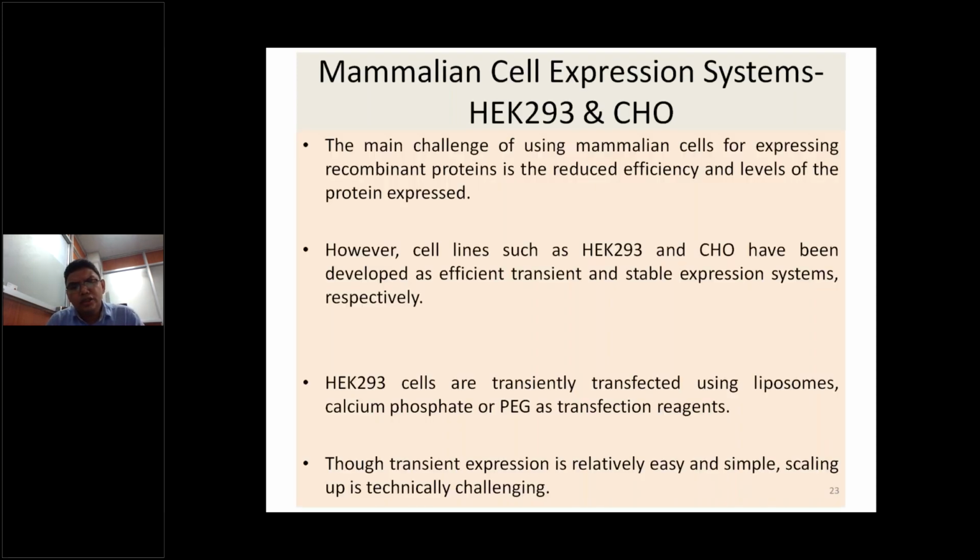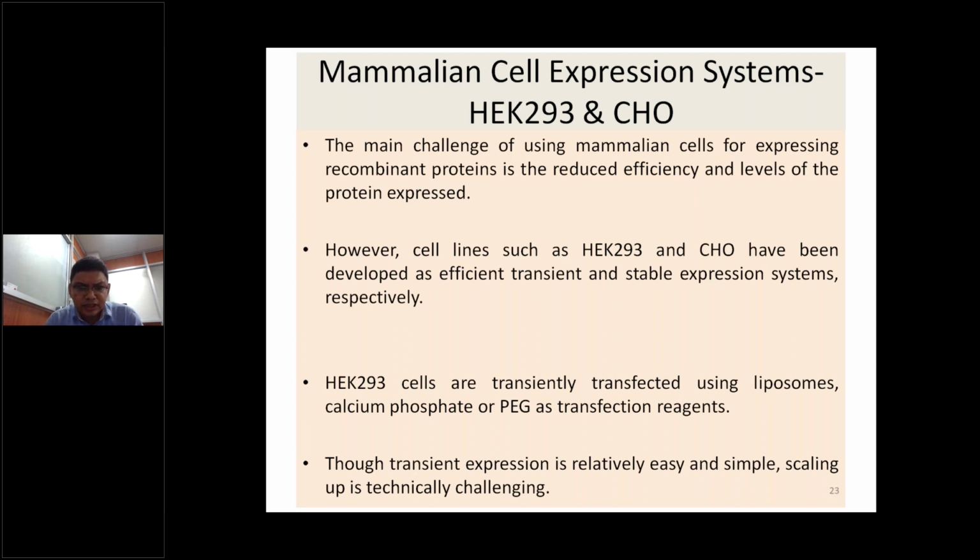So moving on to another expression system, which is the mammalian cell expression system. Generally for monoclonal antibodies and other therapeutic proteins, when we utilize the mammalian expression system, Chinese hamster ovary cells and human embryonic kidney 293 cells are generally utilized. The main challenge of using these cells for expression is the reduced efficiency and levels of the protein expressed. So there is this particular disadvantage, but again, because of the need for specific modifications on the protein surface, which make the protein or biosimilar active, pharmaceutical companies go for these expression systems.